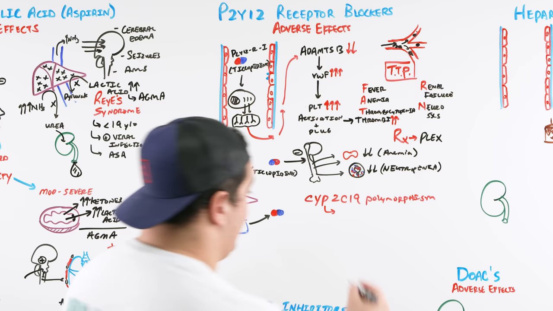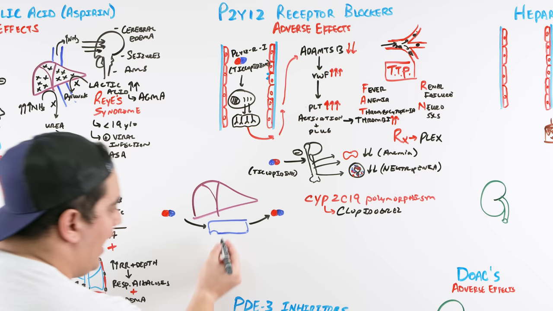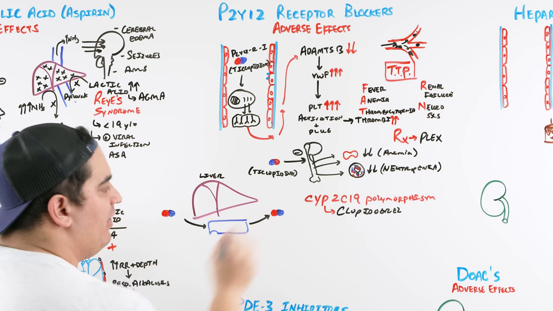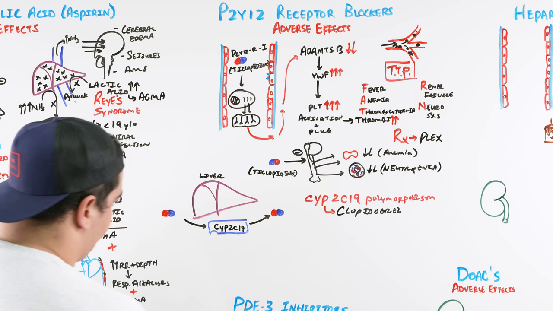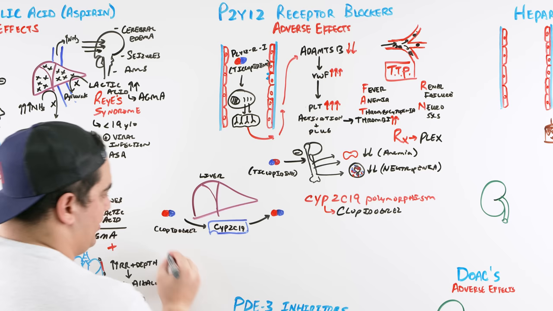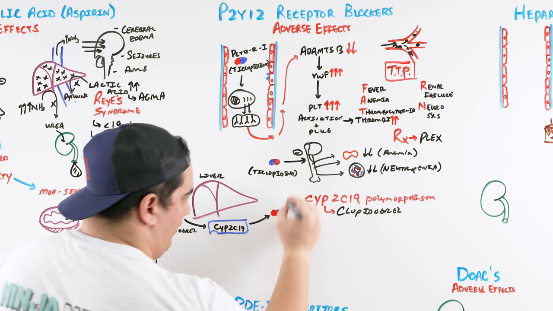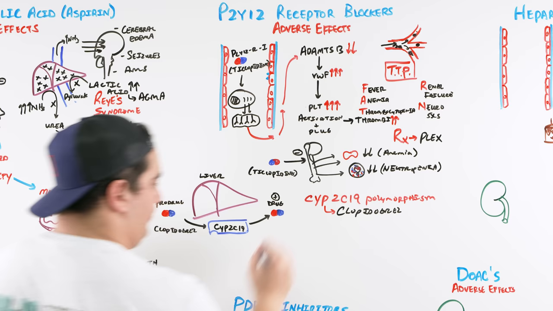Some patients have mutations in this cytochrome enzyme found within the liver. Your liver has the cytochrome P450 system, and this is one of them, CYP2C19. What it does is take clopidogrel, the prodrug, and activate it, converting it into the actual active drug via this particular enzyme. Some patients may have variations.